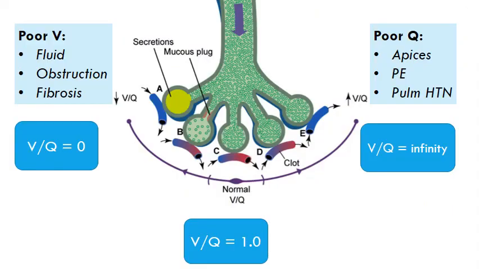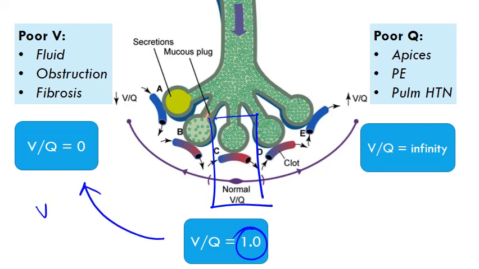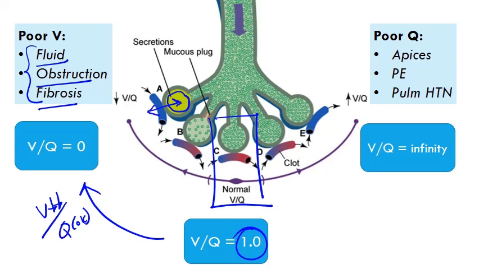Here's an illustration of the spectrum of VQ ratios and typical reasons behind them. Let's start in the center with that well-balanced V and Q ratio of 1.0. On the left side, we're going to keep perfusion normal, but we are going to reduce ventilation. The big three that we need to be aware of that reduce ventilation would be fluid, obstruction, and fibrosis. So when alveoli encounter any type of fluid like blood, pus, or plasma, it reduces or obstructs the ability for gas to diffuse into the blood, for gas exchange.